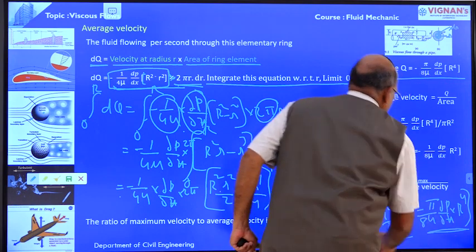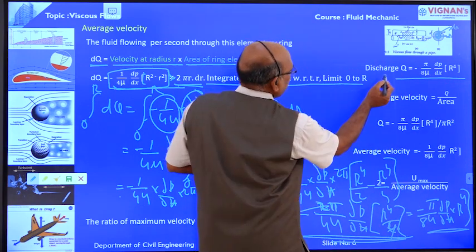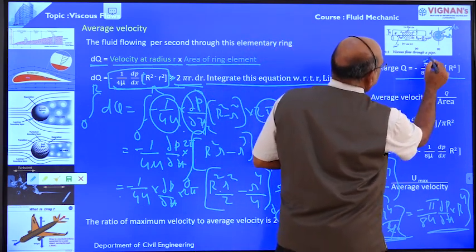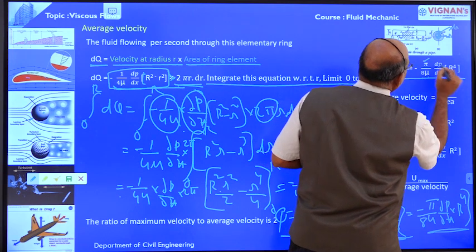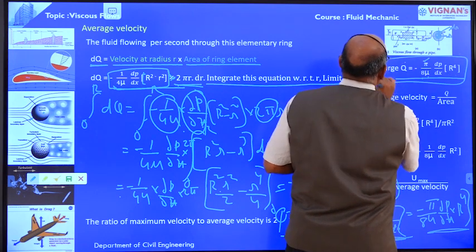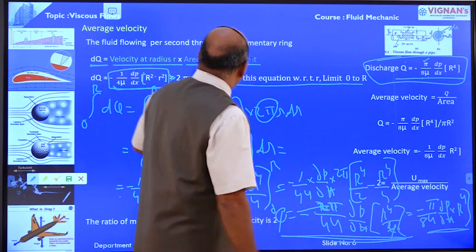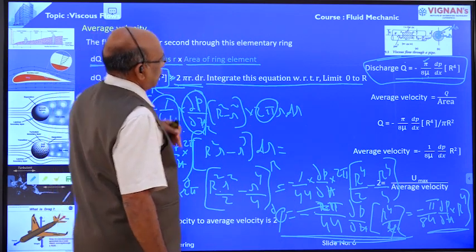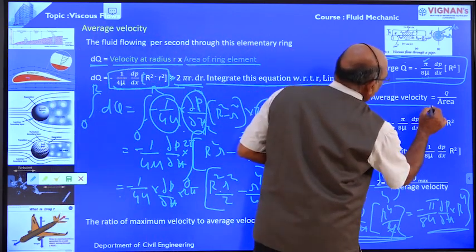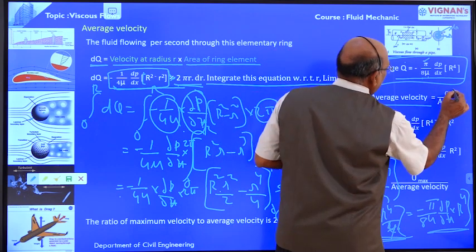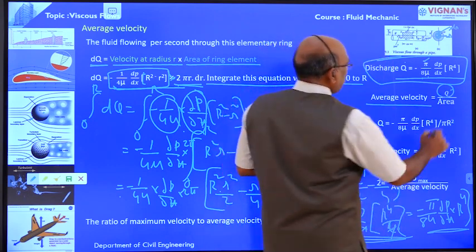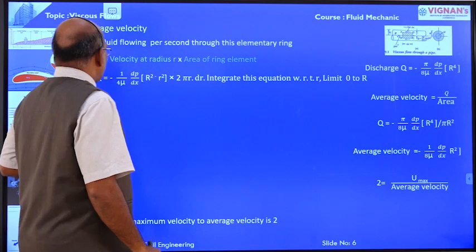Right, this is the discharge Q. Discharge Q is equal to minus pi by 8 mu dp by dx into R power 4. This is the discharge derived here. Now the average velocity is equal to the discharge flowing through the entire pipe divided by the area.